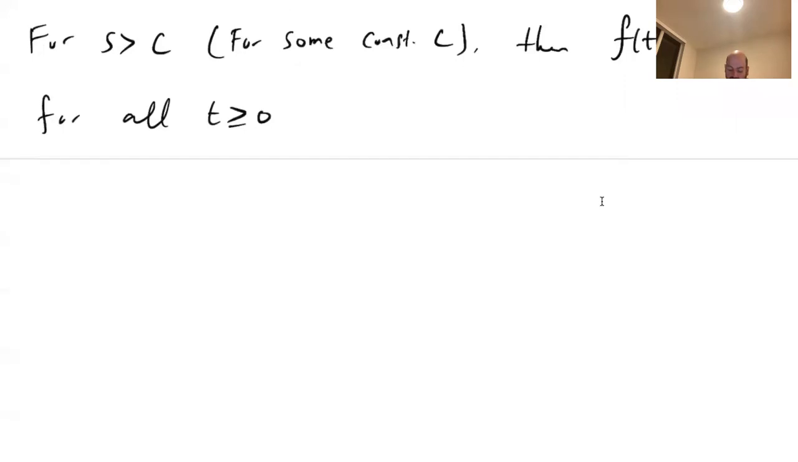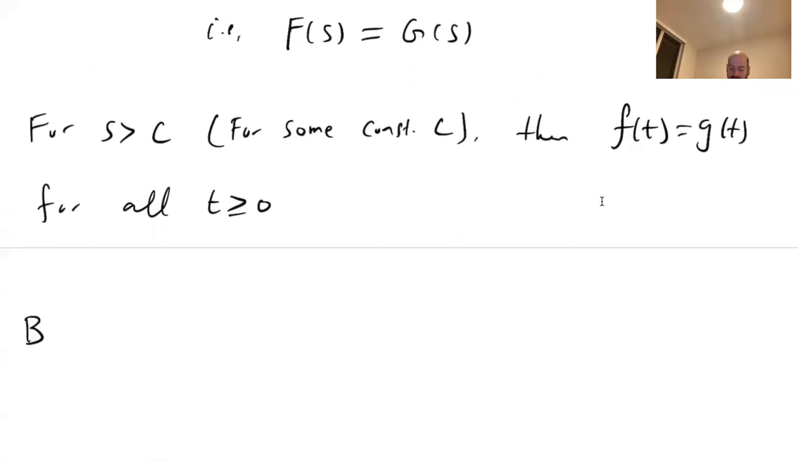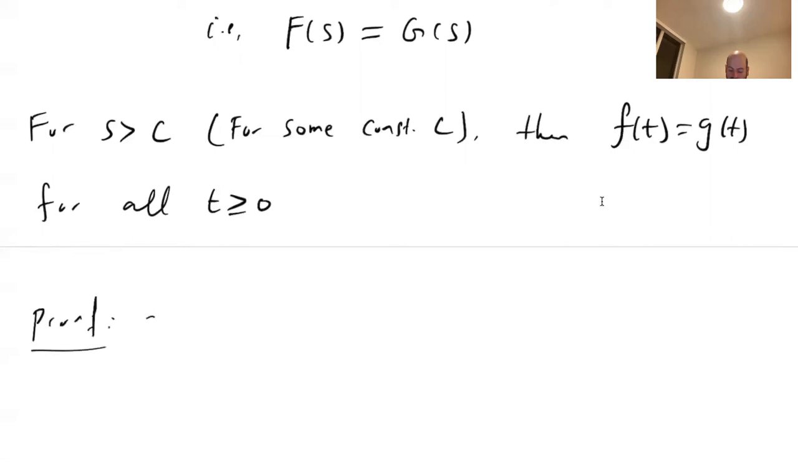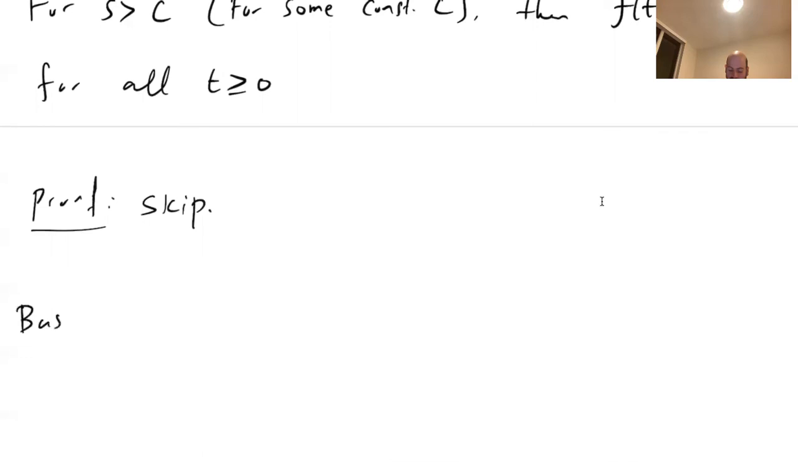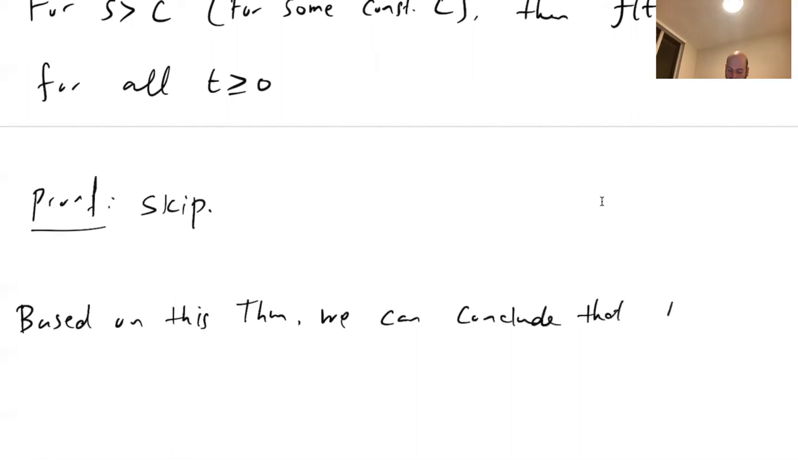Okay, so based on this theorem, we don't want to prove the theorem, so we'll just accept the theorem. So for proof, we'll skip it. But now, based on this theorem, we can conclude that Laplace transform is 1-to-1, right?